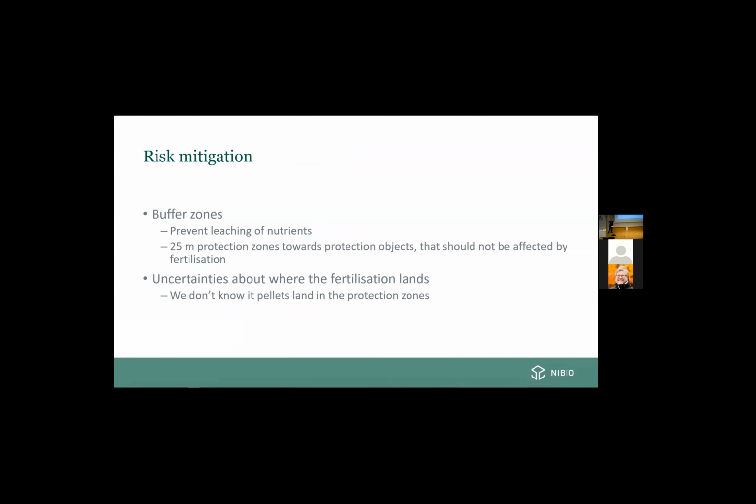And to avoid them, you have a buffer zone to protect particularly streams and peatlands, wet peatlands, I should say, to prevent leaching of nutrients with the groundwater to those areas. And the idea is, of course, that in these buffer zones or protection zones, which are 25 meters wide, no fertilization pellets should be landing there, because otherwise you don't have 25 meters of safety distance, so to say.